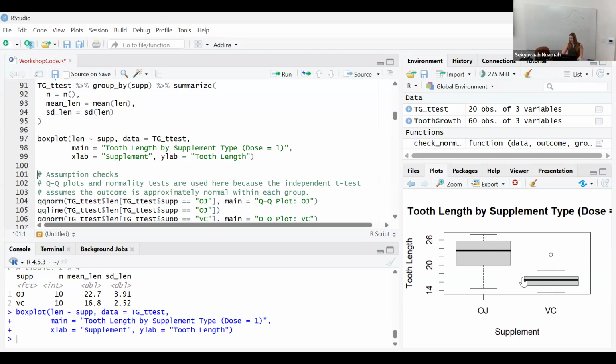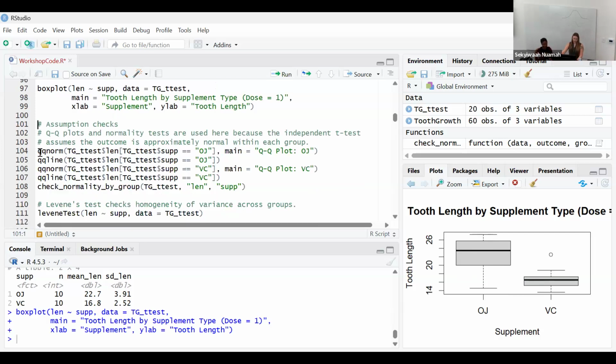So back to our box plot. It seems like the tooth lengths for guinea pigs that were given orange juice are usually higher than the ones who were given vitamin C, except with this one special outlier guinea pig for vitamin C. He had a longer tooth length than the rest of them. So let's go ahead and check our normality assumption.